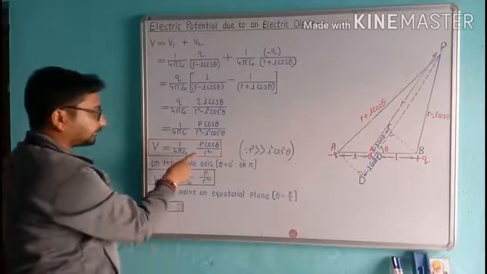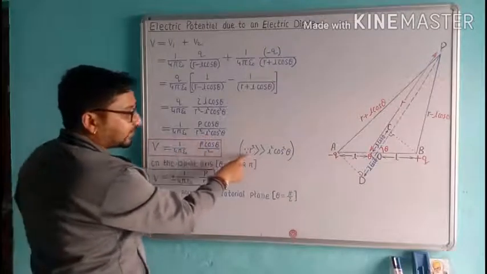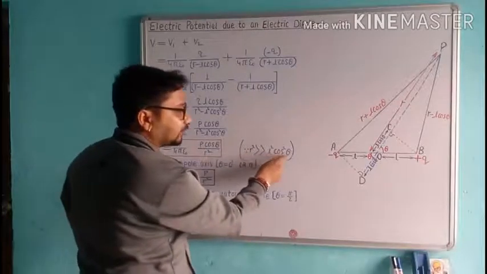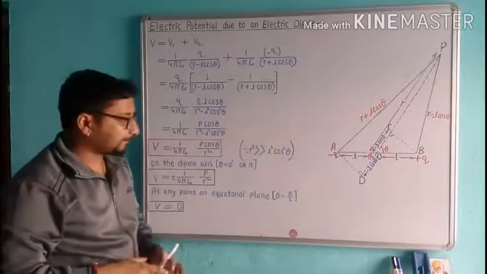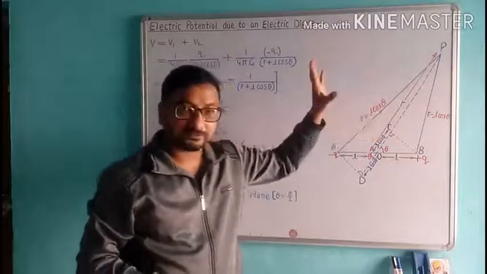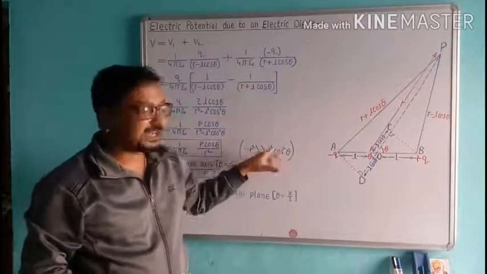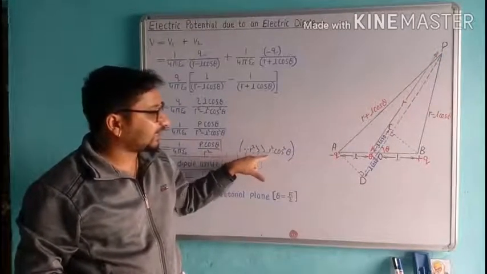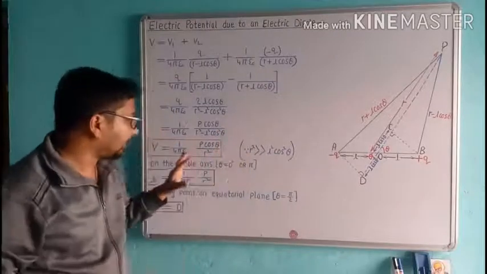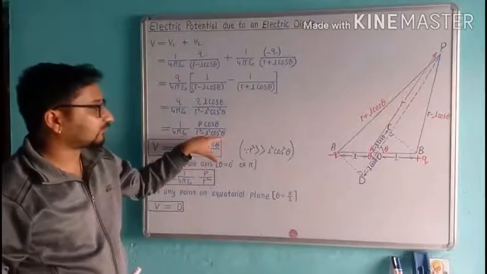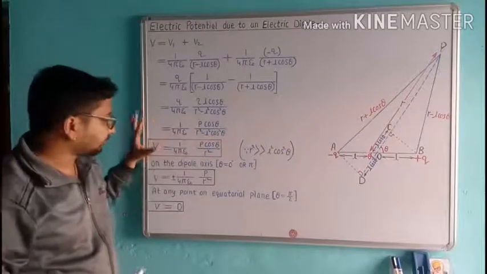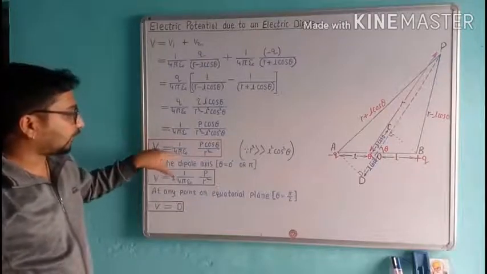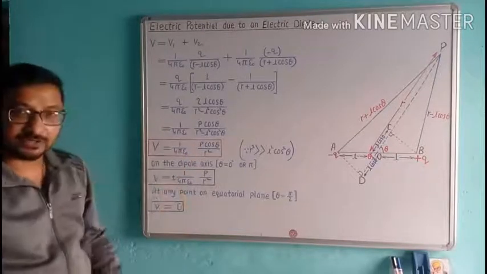Now, since r is very much greater than L cos theta, the value of r square will be very much greater than L square cos square theta. So ignore the term L square cos square theta. We get the net electric potential at point P, V is equal to 1 upon 4 pi epsilon naught, p cos theta upon r square.